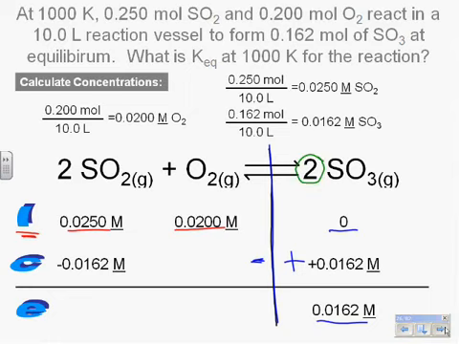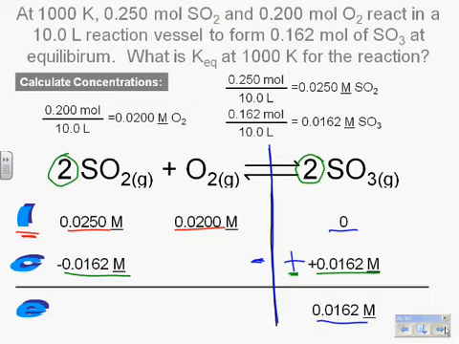Since there's 2 sulfur trioxides in the reaction and 2 sulfur dioxides, if this one is going up 0.0162, stoichiometry says there's a 1-to-1 ratio between these two. That means that this one would be going down that much. The sulfur dioxide would decrease the same amount that the sulfur trioxide would increase, because it takes 2 sulfur dioxides to make 2 sulfur trioxides.